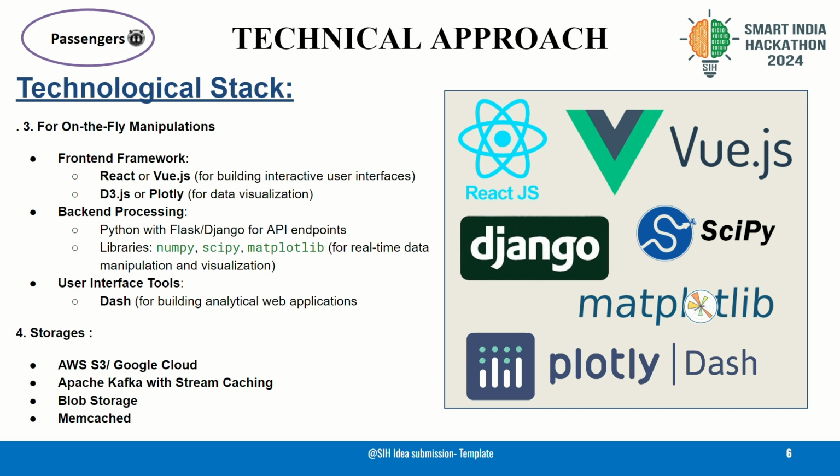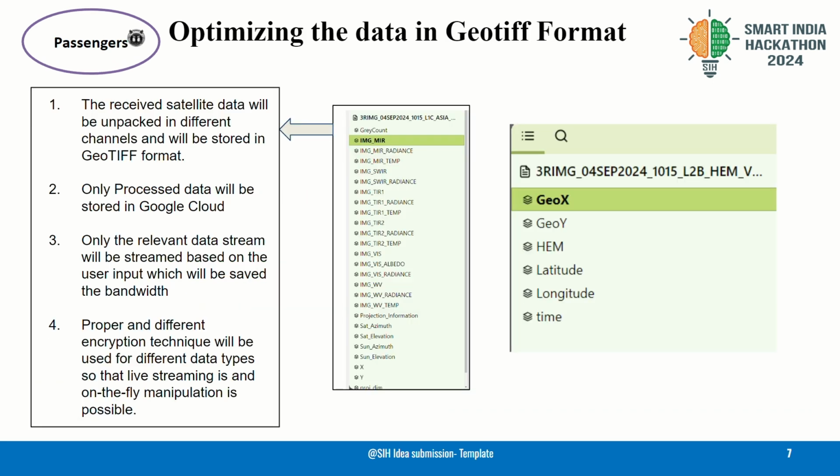And here for backend processing, we'll be using Django and SciPy, Matplotlib. Now for the user interface tool, we'll also be using Dash to build the analytical web application. And the storage system that we'll be using is AWS, Google Cloud Blob storage, and also Apache Kafka for stream caching.